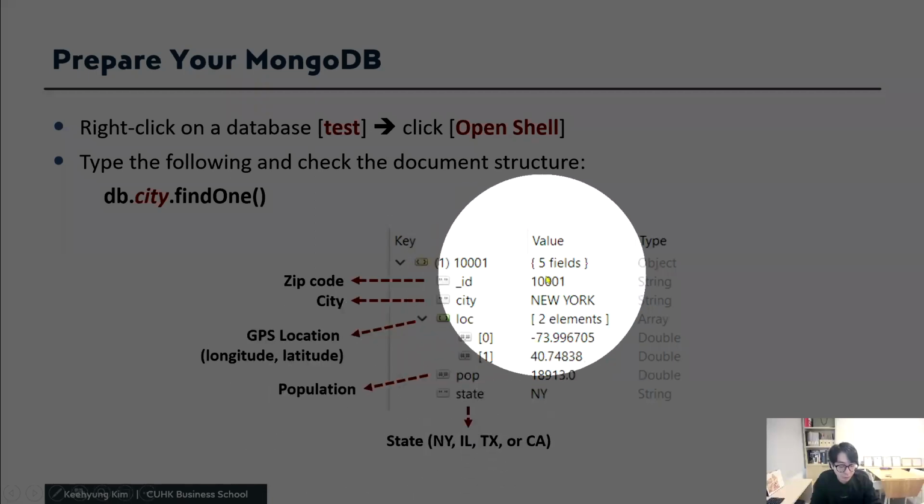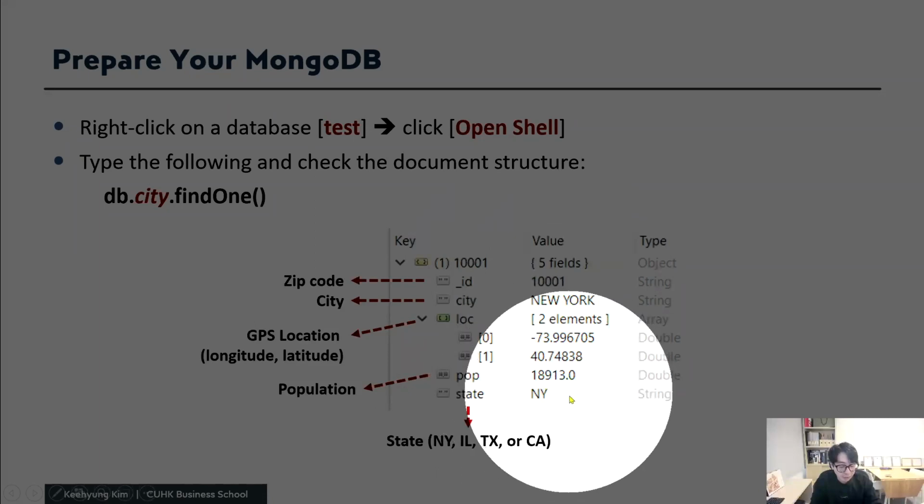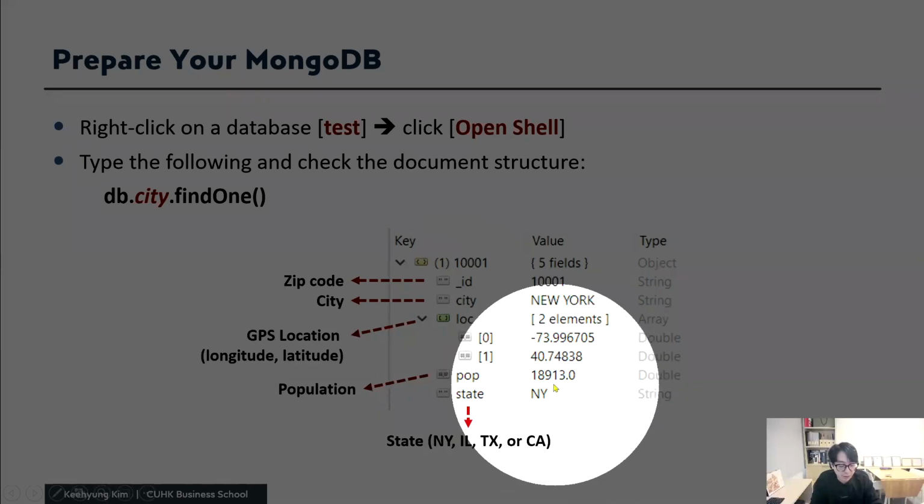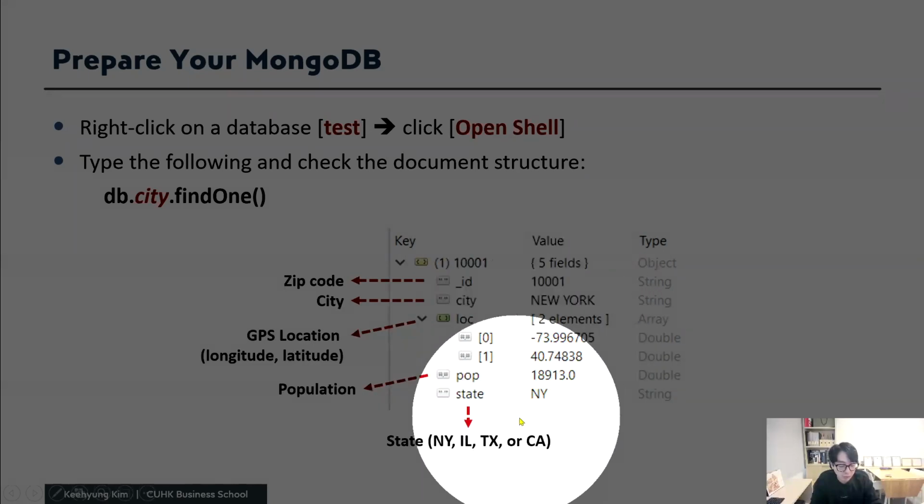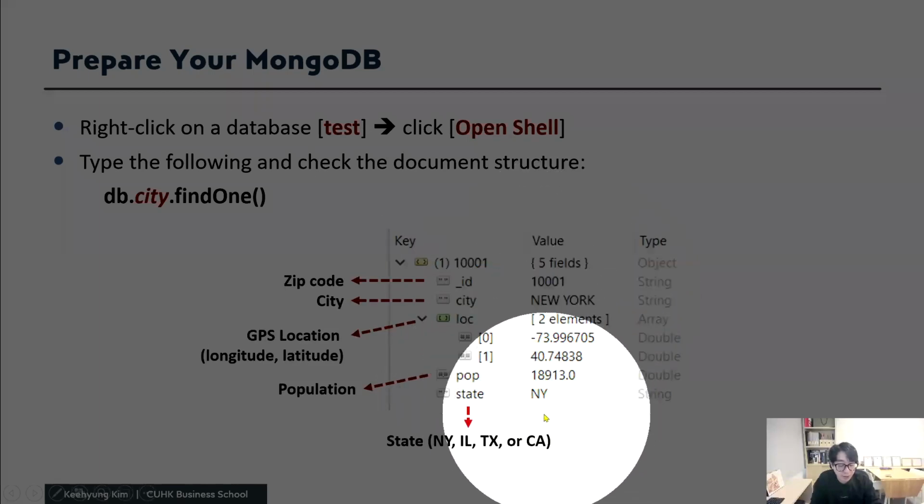So in this zip code 101, there are 18,913 people living there. And the last one is a state field. It says that the zip code 101 belongs to state NY. So it belongs to New York City in state NY like this.